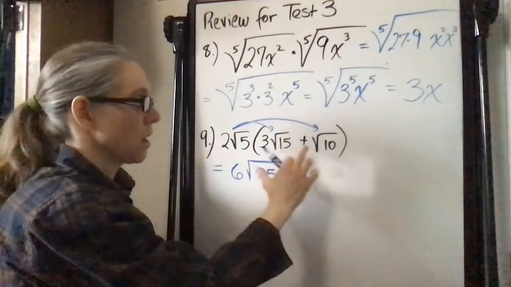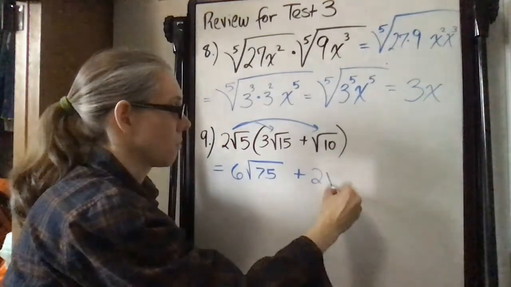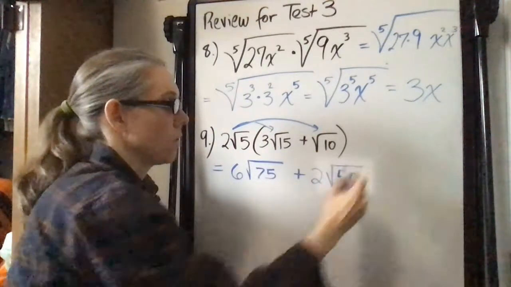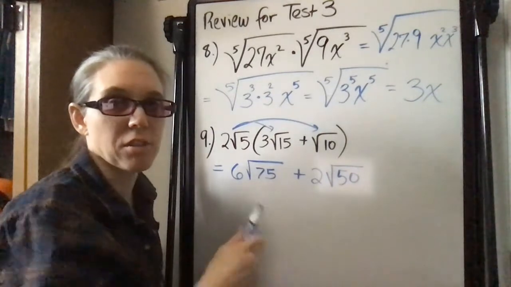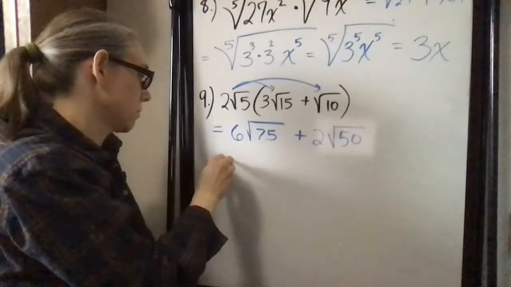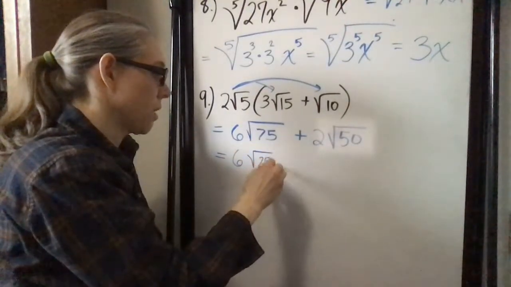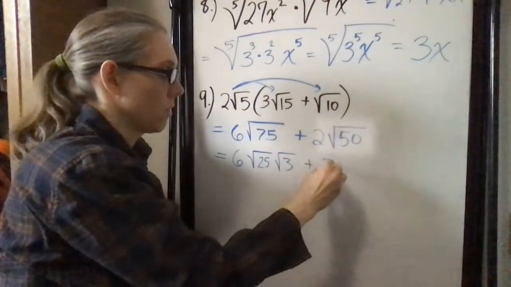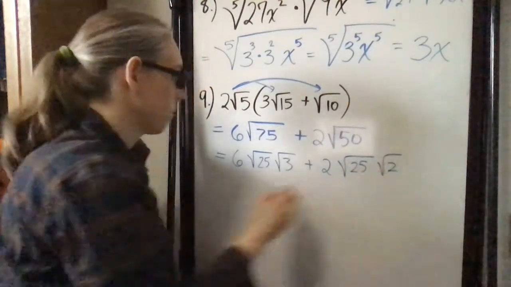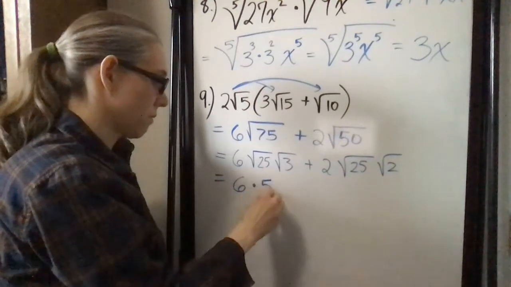Here, this is a 2 times 1, right? Because there's only a 1 on the outside of this radical. And then 5 times 10 is 50. So that's your first step. And then after you get here, you're going to want to simplify these radicals. So root 75 splits into root 25 times root 3. Root 50 splits into root 25 times root 2. Root 25 is 5.